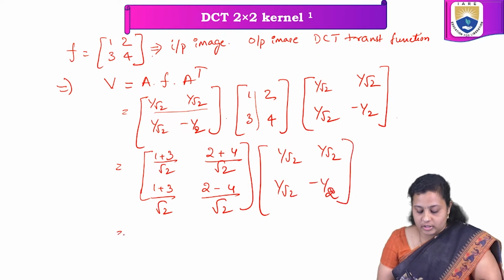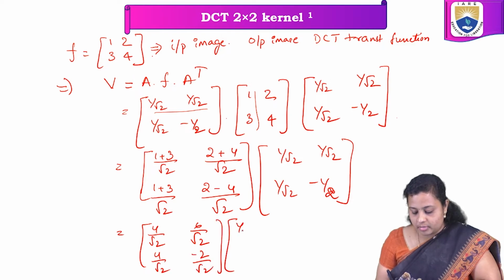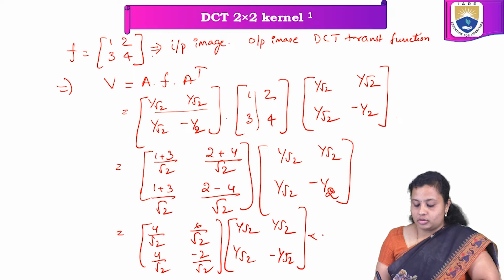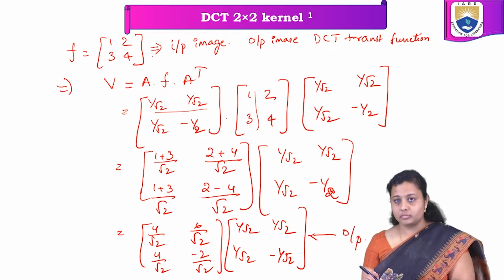Right? So we get the values as 4 by square root of 2, 6 by square root of 2, 4 by square root of 2, minus 2 by square root of 2, which we are multiplying by the transpose of the A matrix, or the coefficient matrix. So this will give us my output transform function.